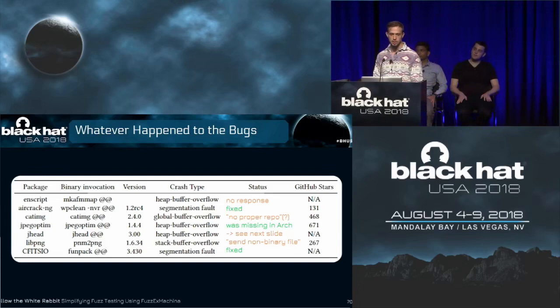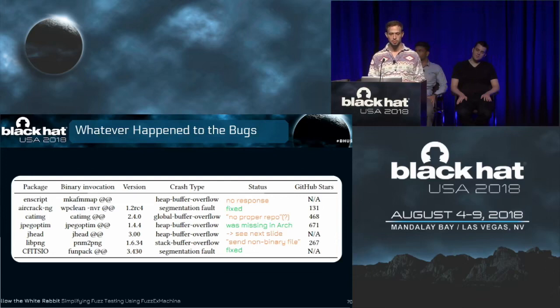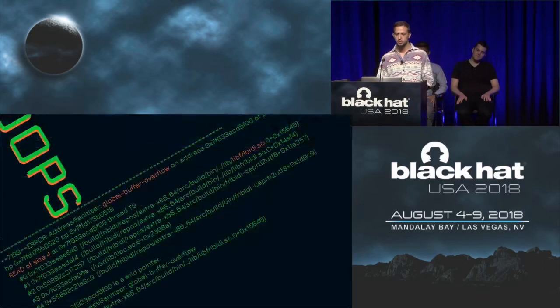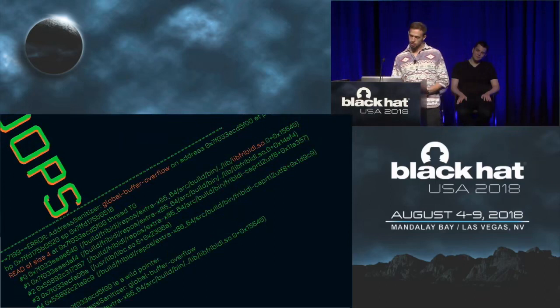Then there was another one, JPEGoptim, which was already fixed upstream, but just for a year, not downstream in Arch. It's just in the GitHub repo fixed. And then there's JHAD that we just talked about. It's also in the Arch repo still, and it'll probably always stay there.